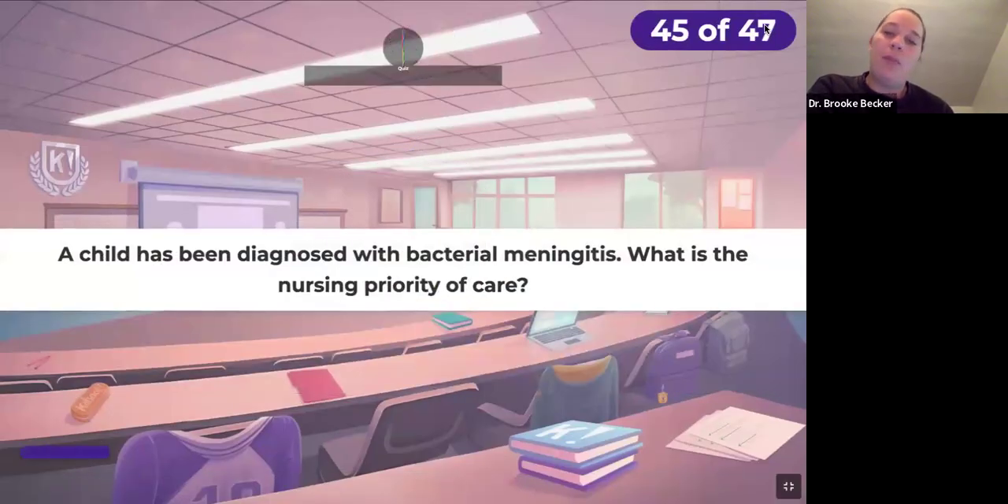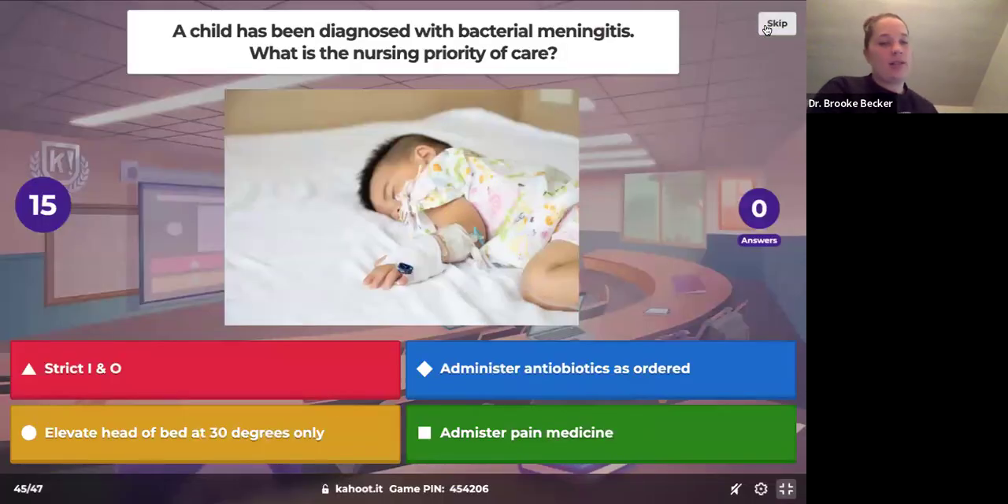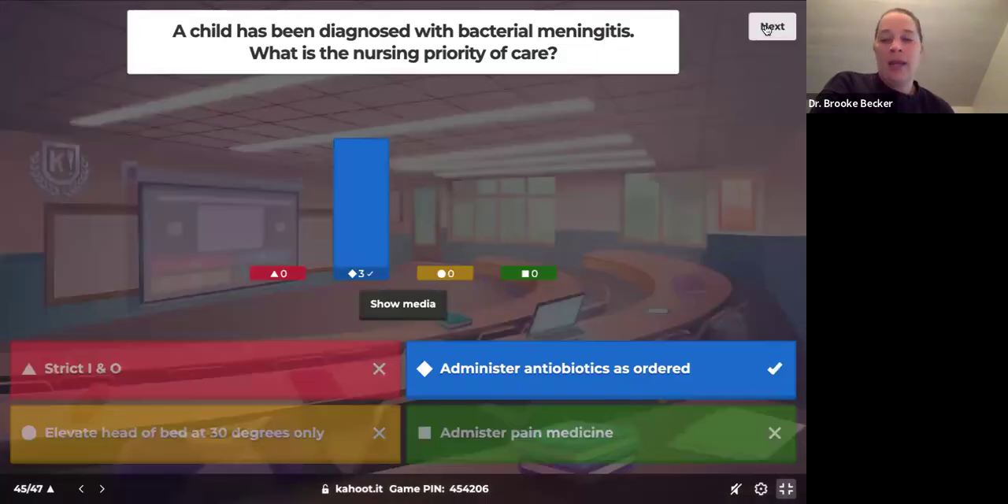Child has been diagnosed with bacterial meningitis. What is the nursing priority of care? Strict I&O, administering antibiotics as ordered, elevating the head of the bed at 30 degrees only, or administering pain medication. Yes, antibiotics, because it's bacterial, so it needs antibiotics. If it was viral meningitis, then your treatment would be slightly different. Okay, but bacterial meningitis, the most important thing is your antibiotics. Okay, good.